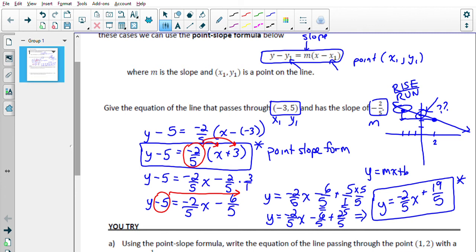So your goal is going to be to follow a similar series of steps here for 2 questions that are on your worksheet, A and B. And you're going to try and get the equation of the line in the slope-intercept form as well as the point-slope form.